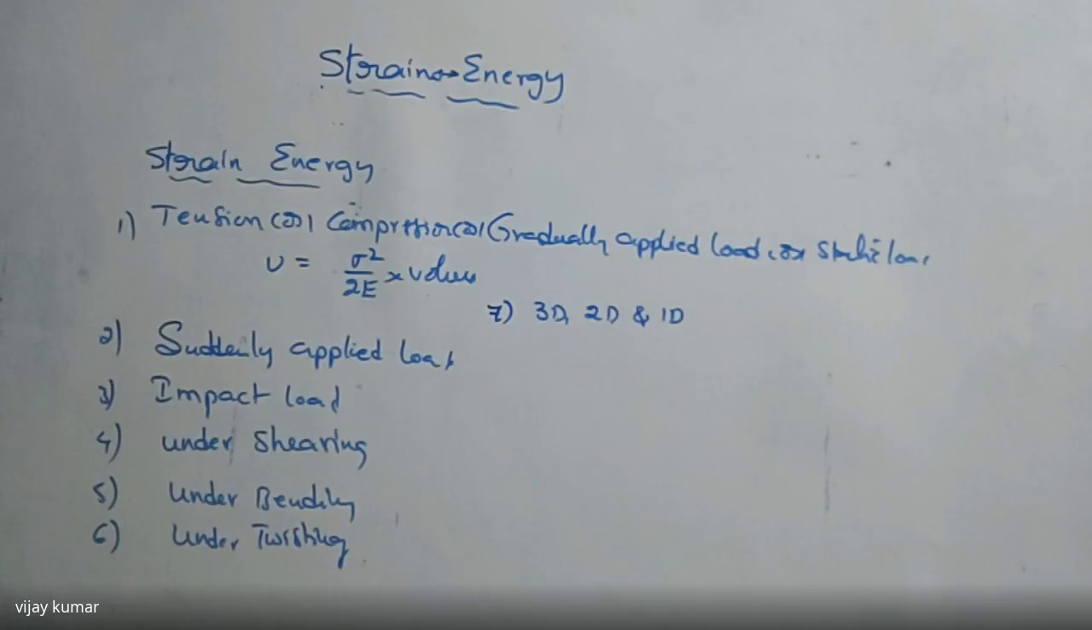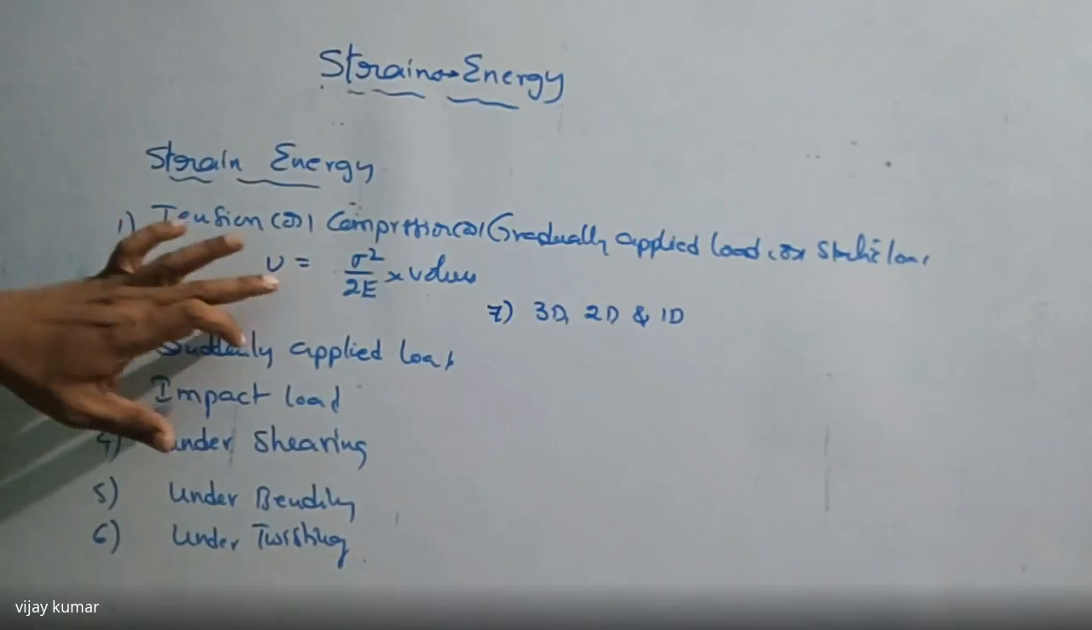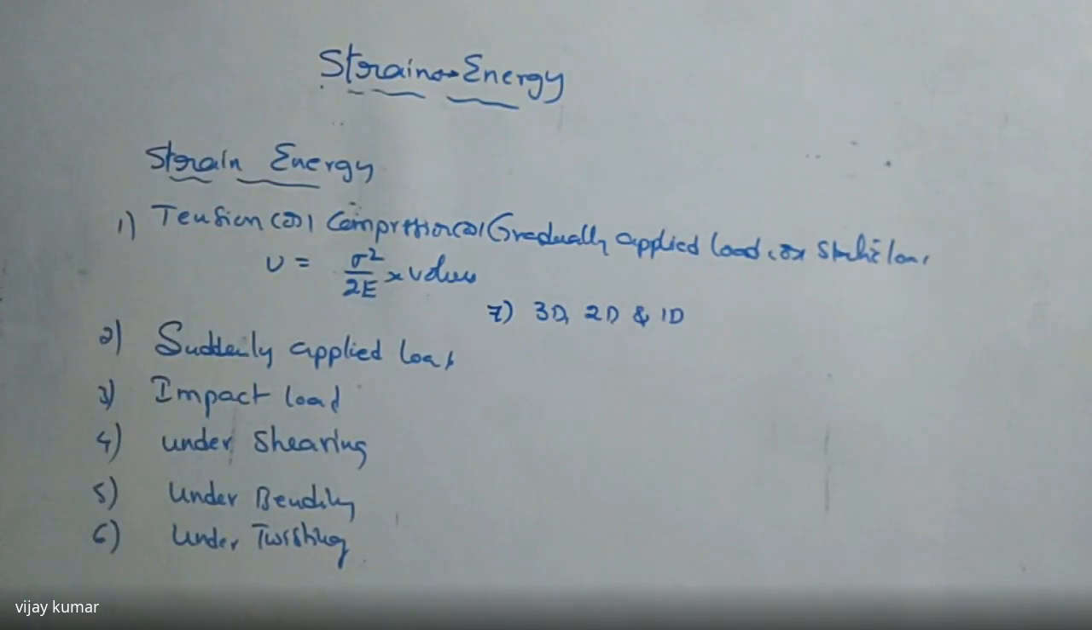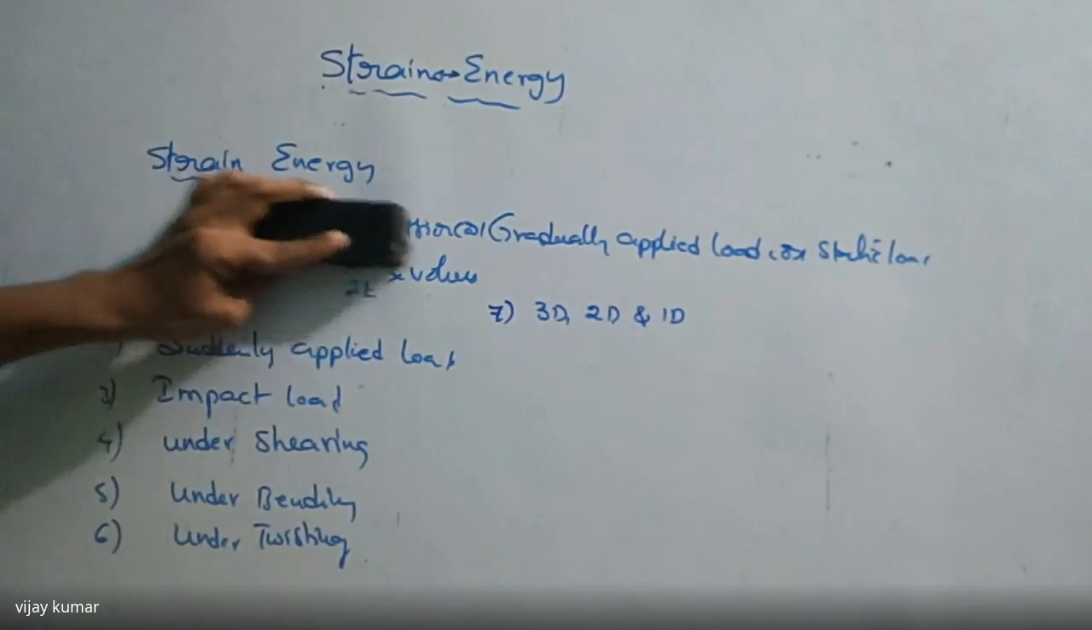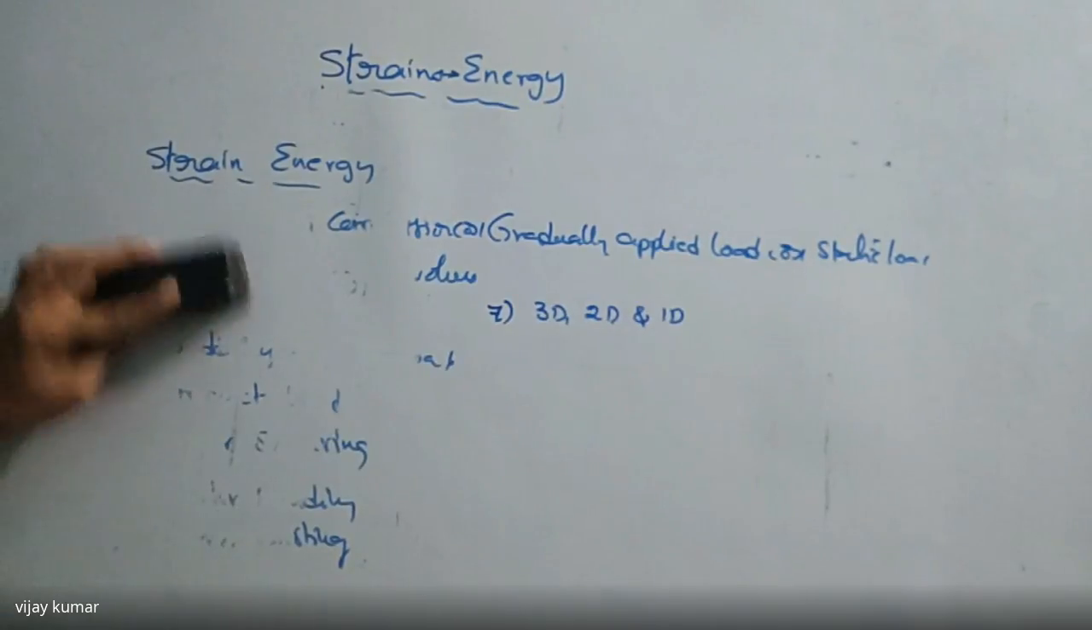And in one dimensional, two dimensional, and three dimensional. These are the cases, and the first case is very simple. That is sigma square by 2E into volume. We can find it very easily. But in the case of suddenly applied load, I will give it to you. So please listen carefully here. I'll give one by one.